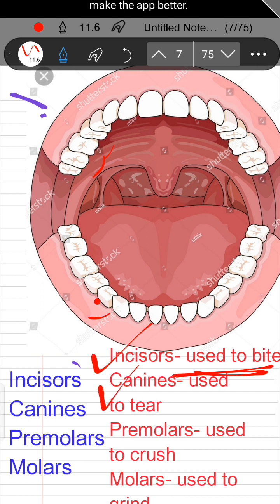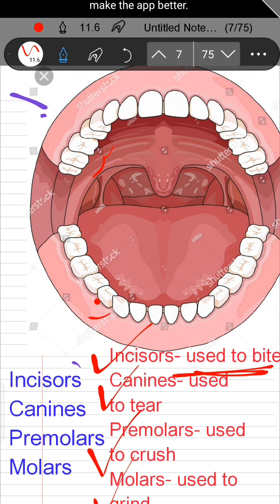Canines. Canines are used to tear or tearing of food. Why? Because they are sharp and pointed, as we have discussed. Premolars. Premolars are used to crush the food. Molars are used for grinding.